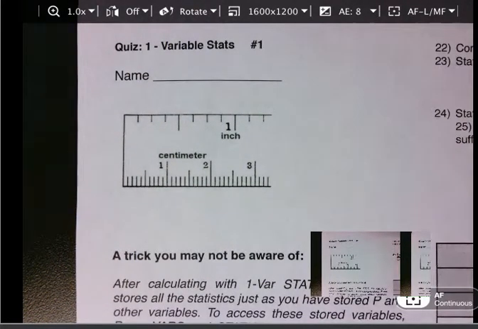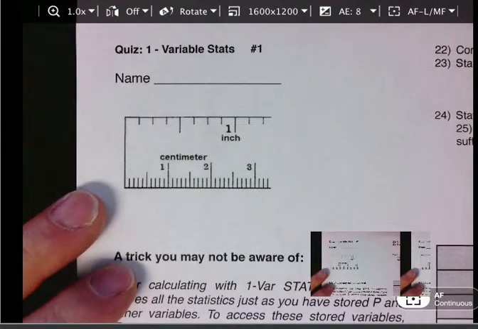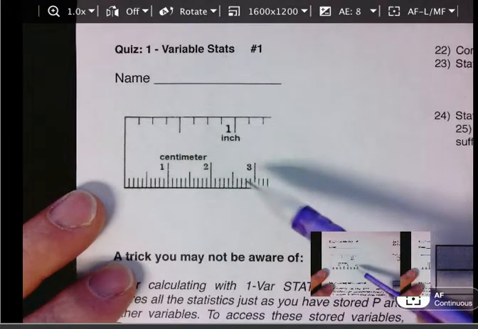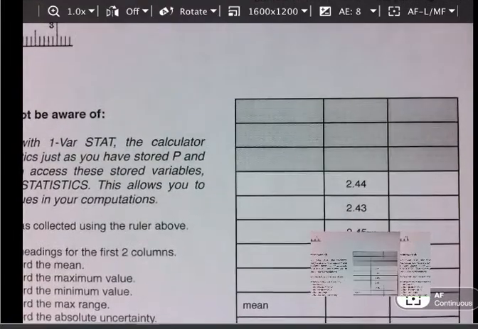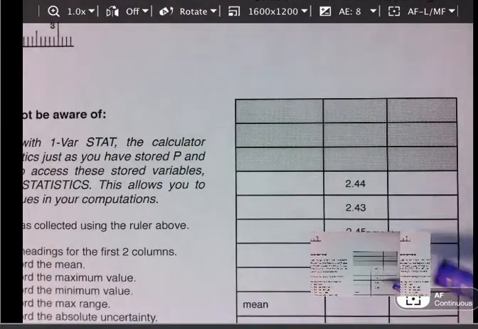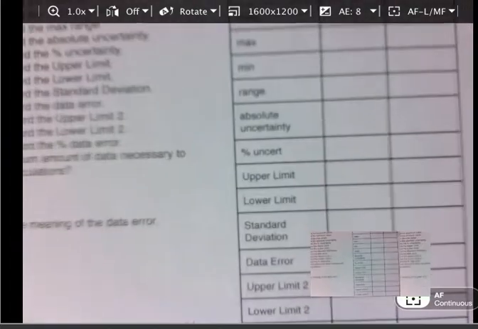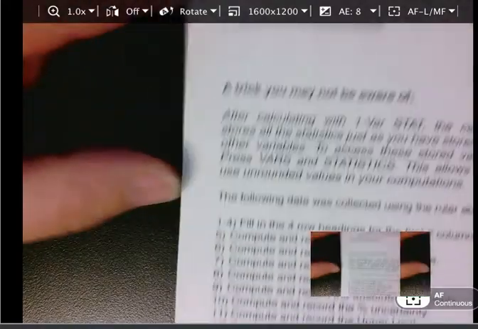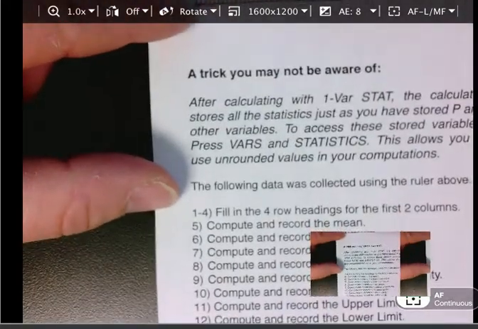In this particular quiz, we're going to be applying concepts of one variable statistics to a data set. This data set is taken from an analog ruler, and we look at the data set over here. We can see that there are 5 trials, and then the many one variable statistics we would calculate. So our first instruction is to fill in the 4 row headings for the first 2 columns.